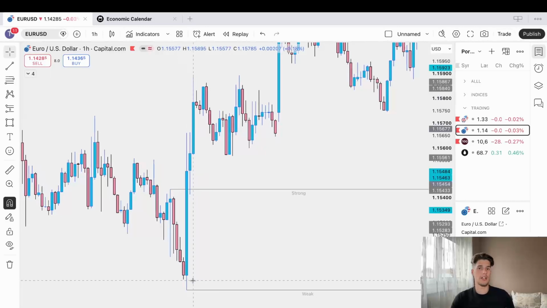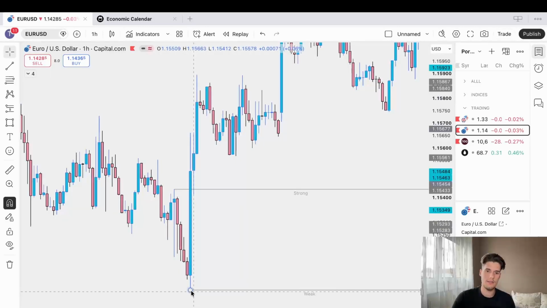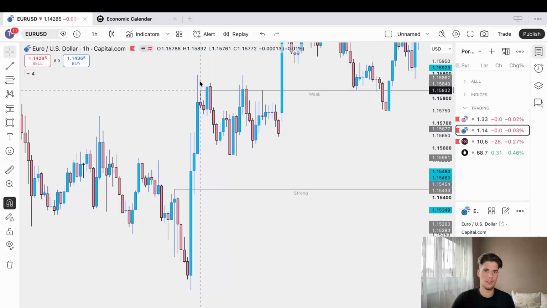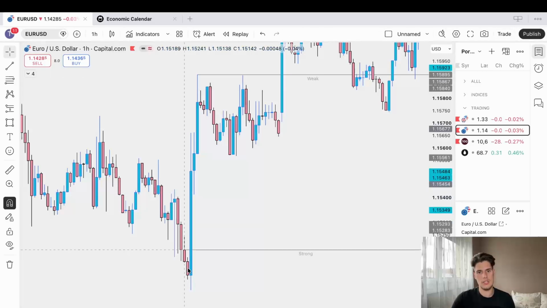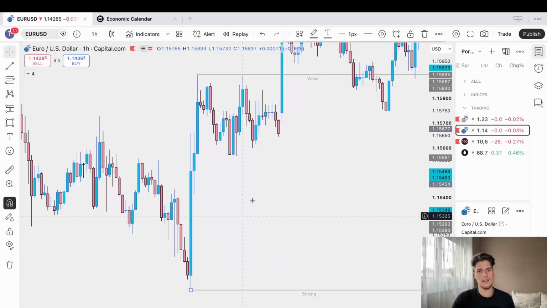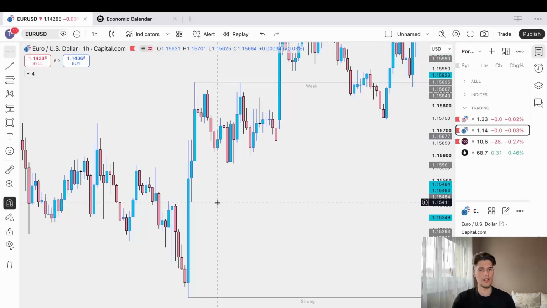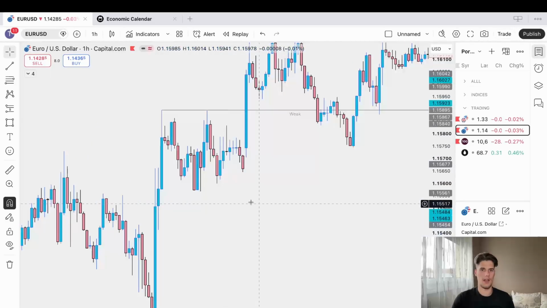But the sides are rotated. That means the weak side of the market is going to be right here, and the strong side of the market is going to be right here, because there was a structure change here on the strong part. That means now we are on a bullish trend from a bearish trend, like here.